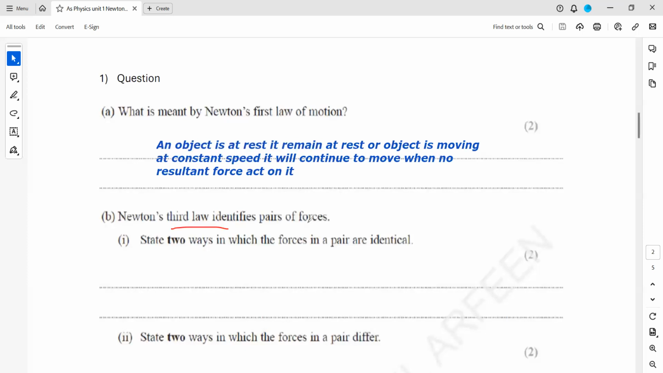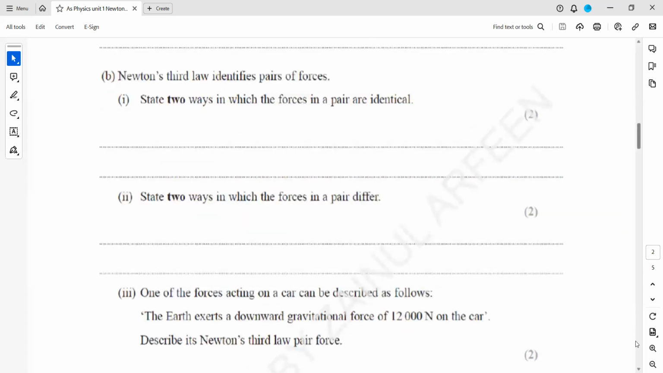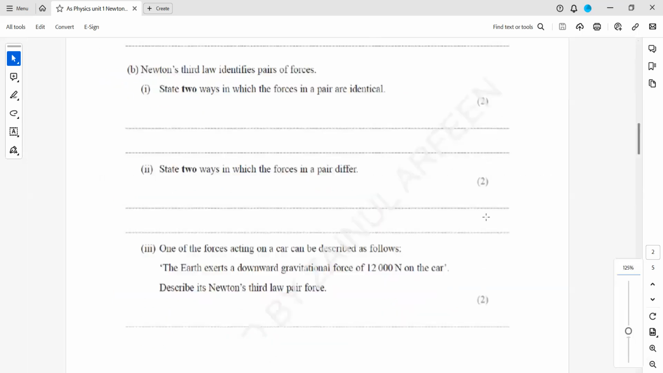Newton's third law: identify pair forces. Say two ways by which the pair forces are identical. What are the similarities of the Newton pair forces? And then what are the differences of the Newton pair forces? The similarities, how they're the same: they should be the same type of force. If one is gravitational, the other should also be gravitational. If one is a contact force, the other should also be a contact force, or electrostatic, the other should also be electrostatic. They should be the same type.